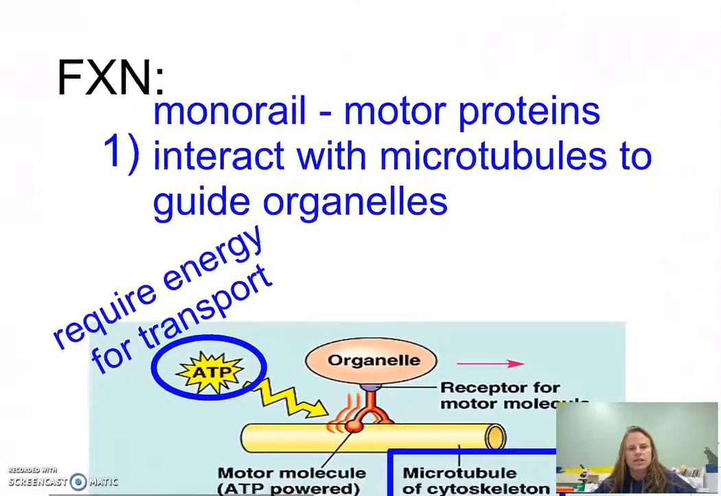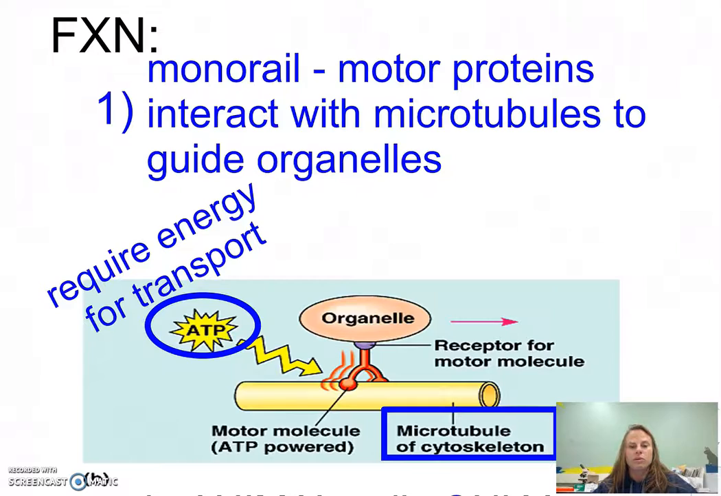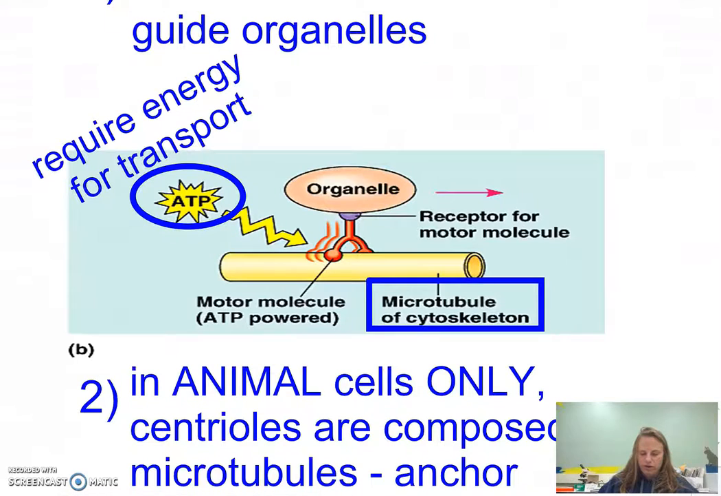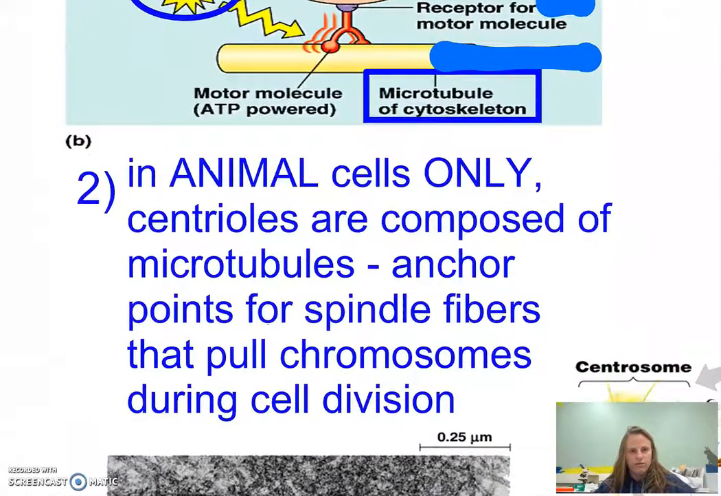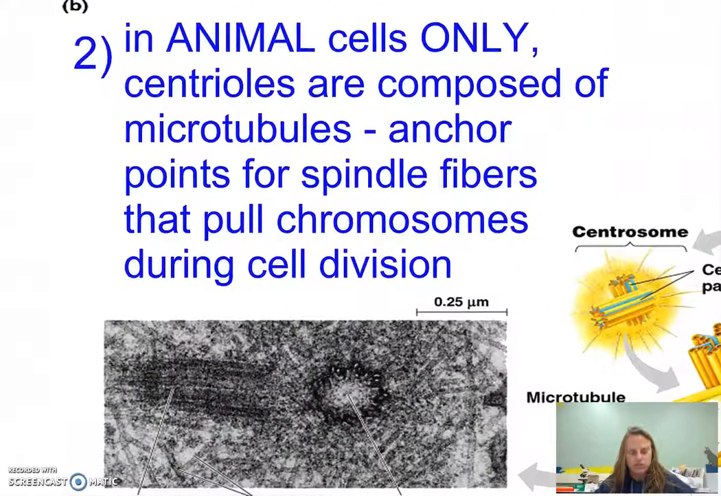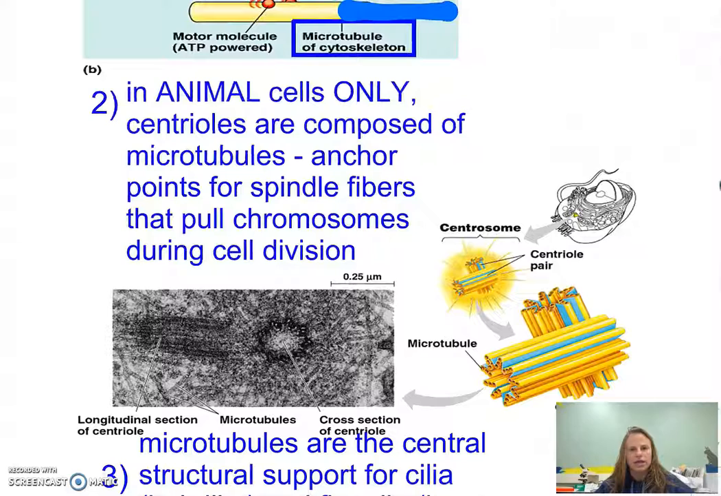One of the functions is to interact with motor proteins to guide organelles. They kind of act like monorails, where here is the microtubule acting like the monorail for the motor protein, which is then going to move along that microtubule. Another type of microtubule would be centrioles. Centrioles kind of look like churros. If I were to place one churro perpendicular to another churro, that's kind of what the structure of a microtubule known as the centriole looks like.